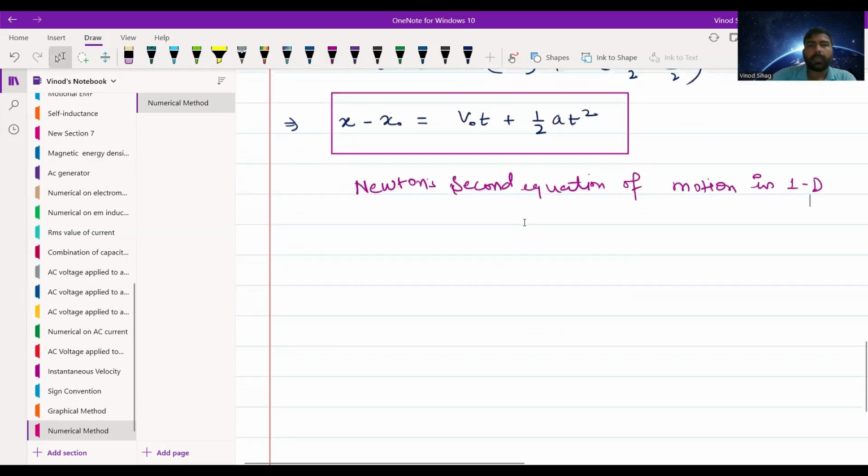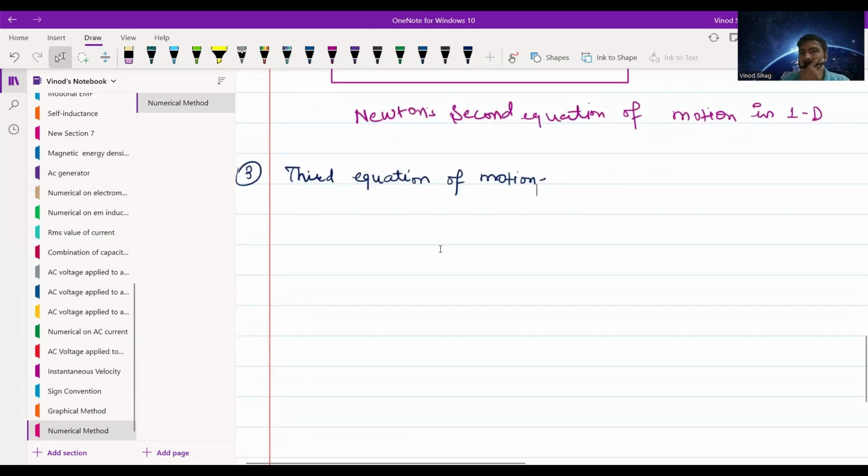Now we are going to derive the third equation of motion. What is the third equation of motion? Since we know that acceleration can be written as a equals dv by dt.